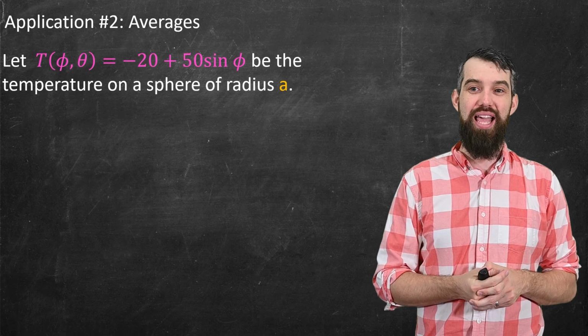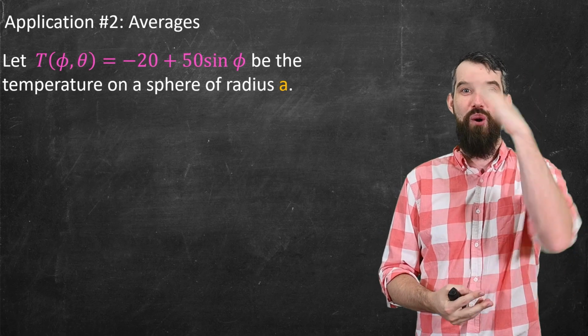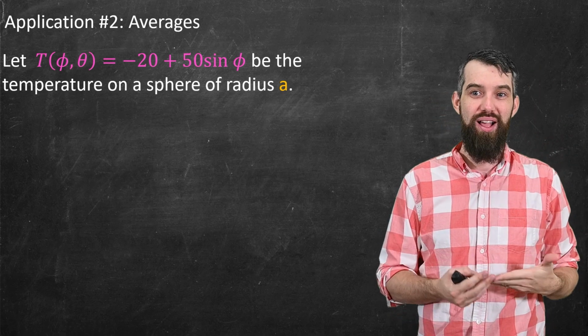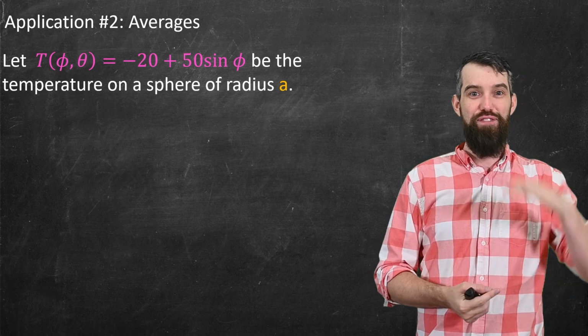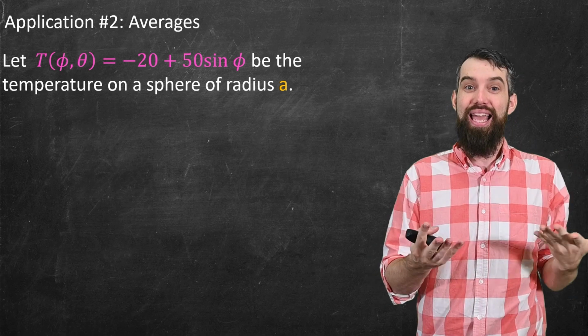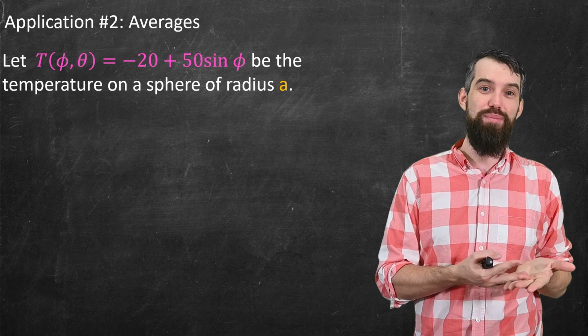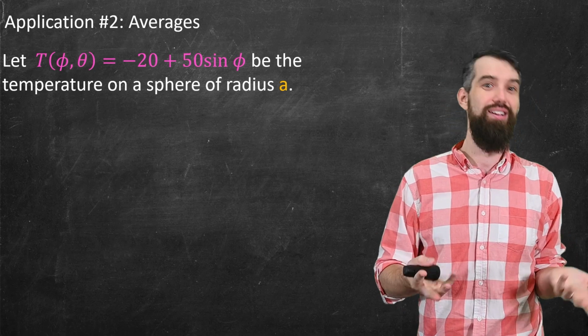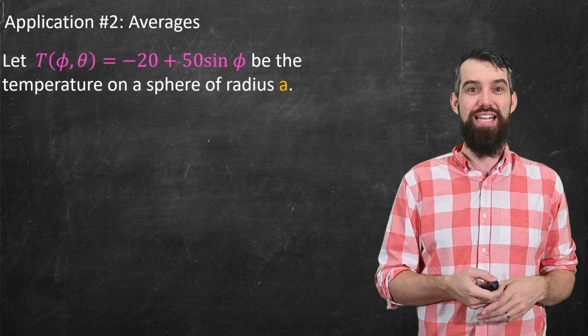But I'm basically just saying that if phi was 0 or pi, so the North and South Pole, the temperature would be minus 20. If phi was pi over 2, aka along the equator, then the temperature would be minus 20 plus 50, which is 30. Okay, sort of works, I guess.